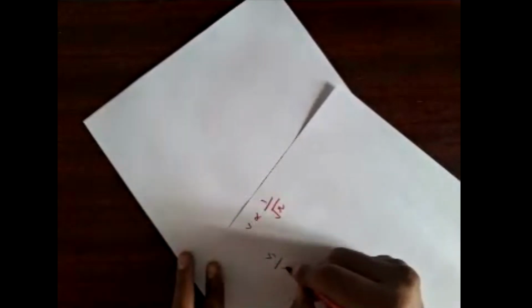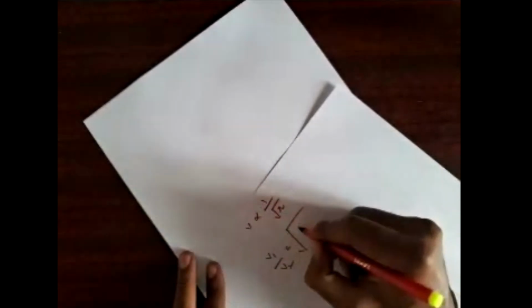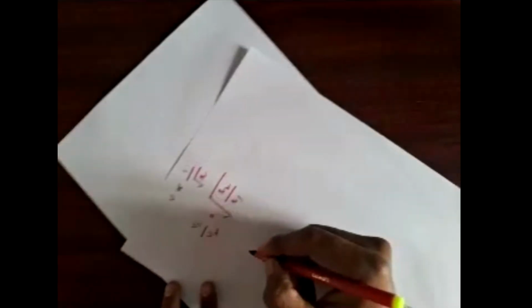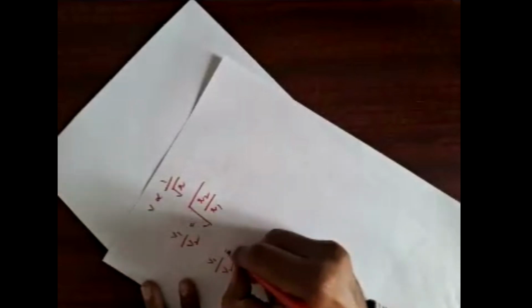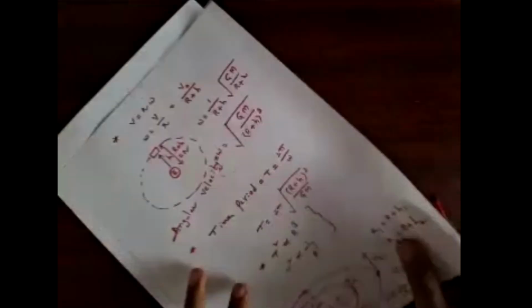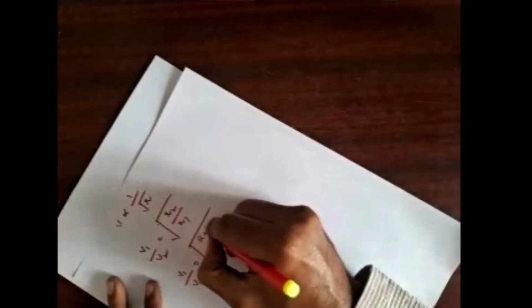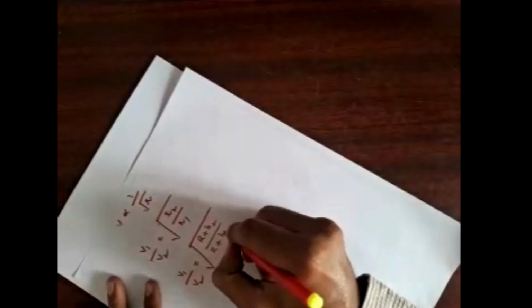So V1 by V2 is equal to, since it is in the denominator, first take the second term and then the first term: root over R2 by R1. What is the value of R2? R plus h2. What is the value of R1? R plus h1. So V1 by V2 is equal to root over (R plus h2) by (R plus h1). Like this, we can solve this. Based on this formula, in 2010 and 2012, they asked in the medical entrance.